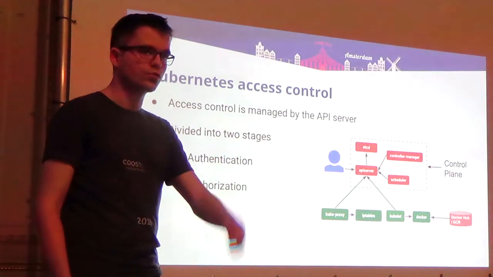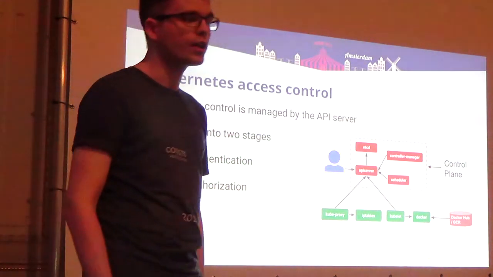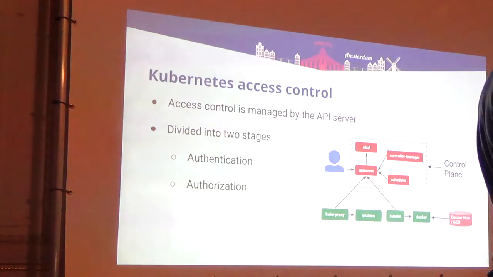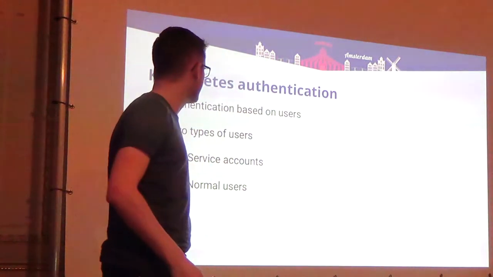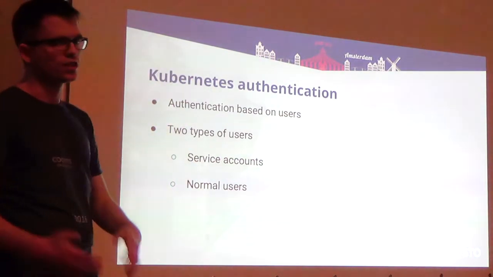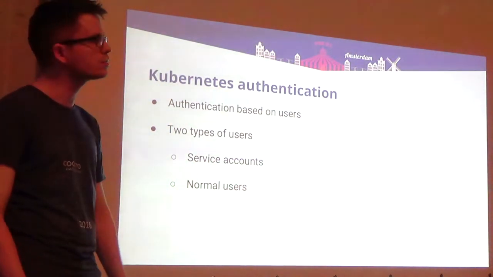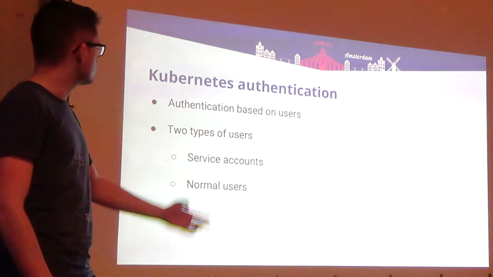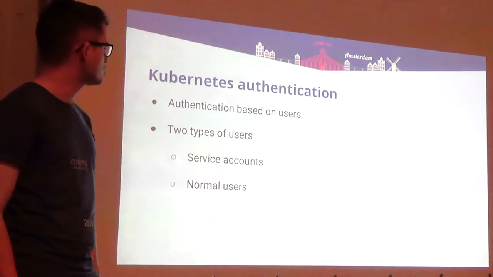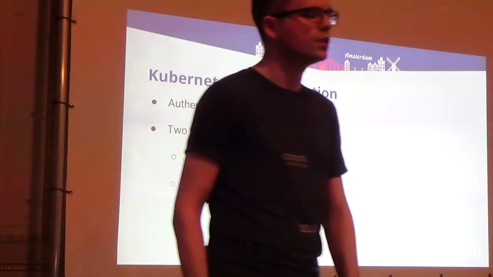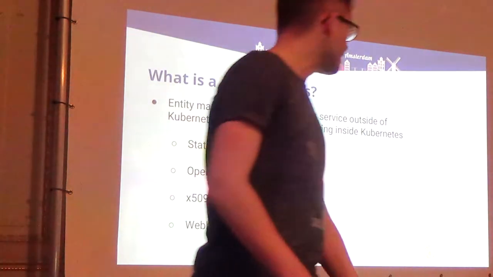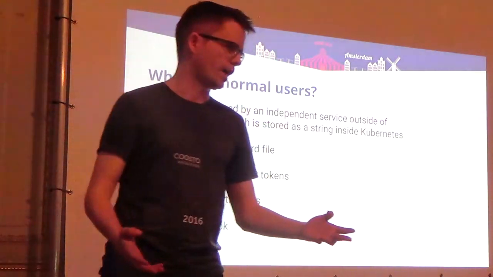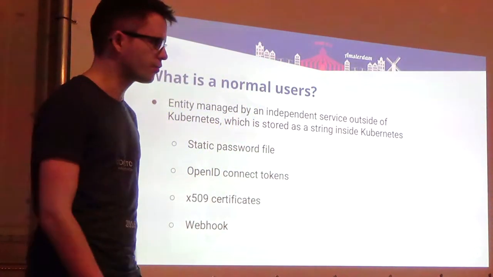access control is divided into two stages, which is the authentication and the authorization, which makes a lot of sense. So we start with the authentication. Kubernetes authentication is based on users, just not in the way that you usually think of users. You have two types of users: the first is the service account, and the second is a normal user. So what does a normal user actually mean? In Kubernetes, it means a basic string. So actually your username is just Jordy, for example, and that's it.